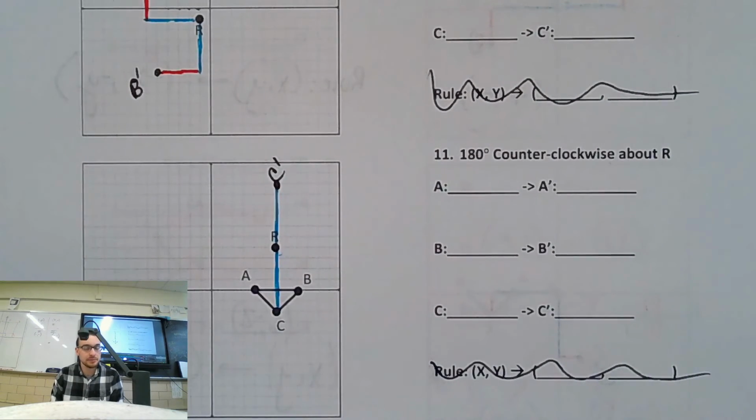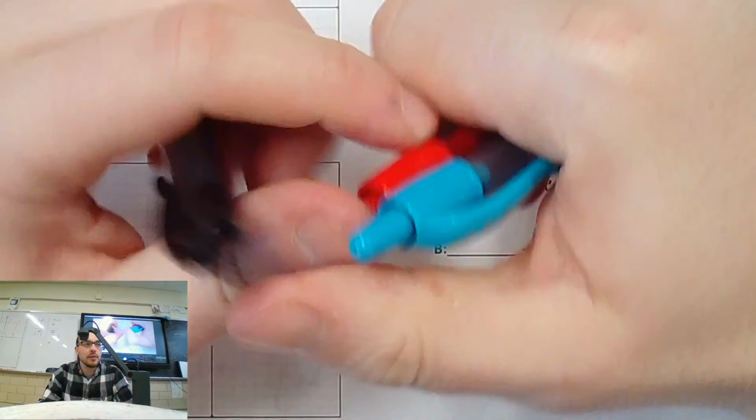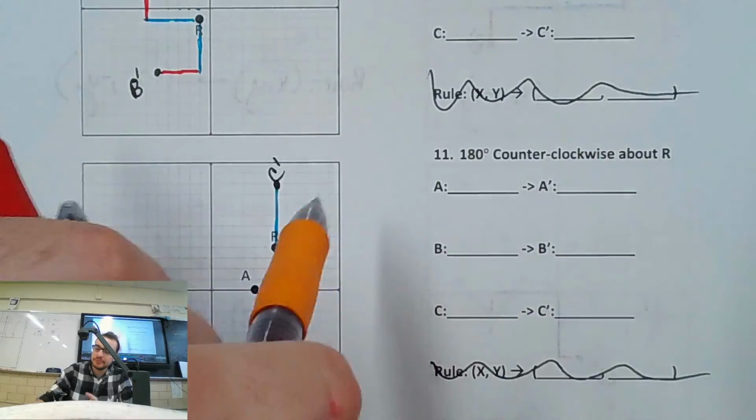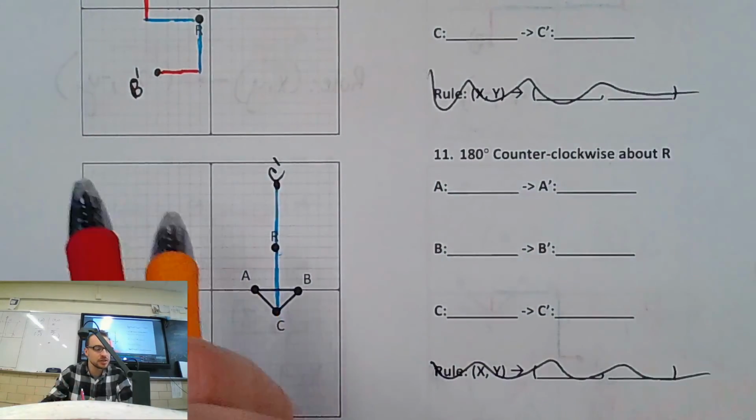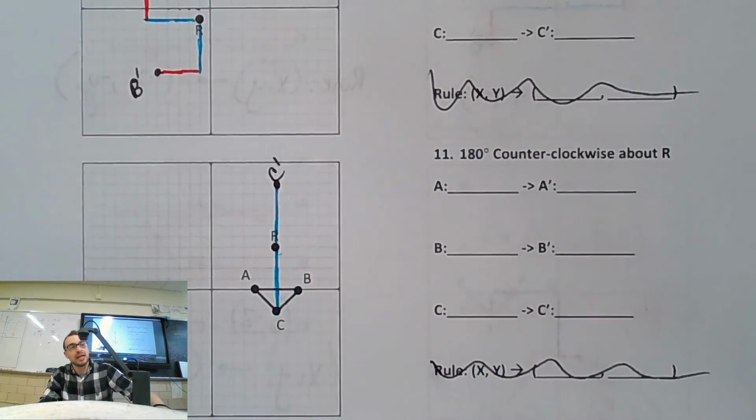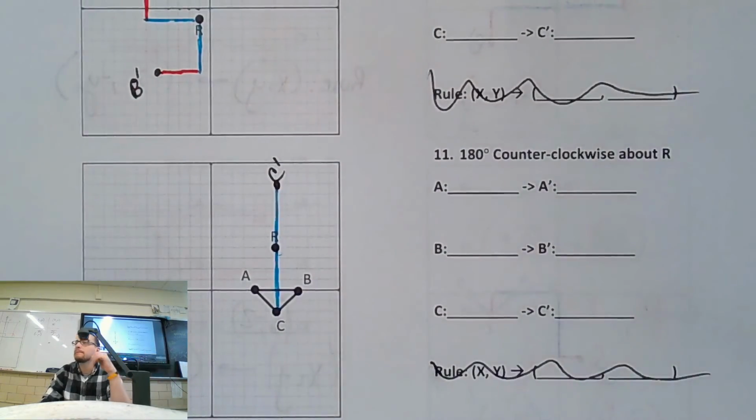Write those coordinates down. Don't have to worry about the rule on these ones. What can I help you with before we take our quiz tomorrow? You want to talk about translations more on the first page, talk about reflections more on the second page, or any of the rotations on page 3 or 4? Feeling good?